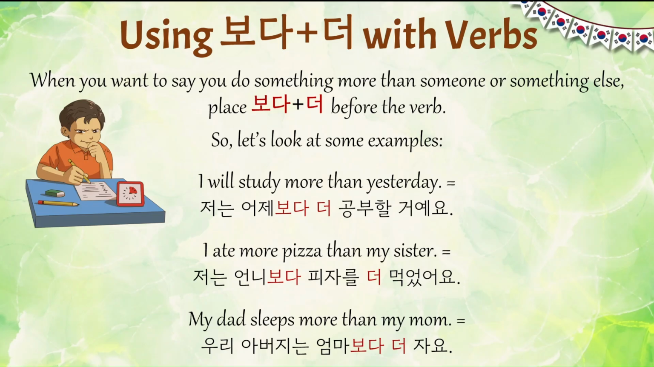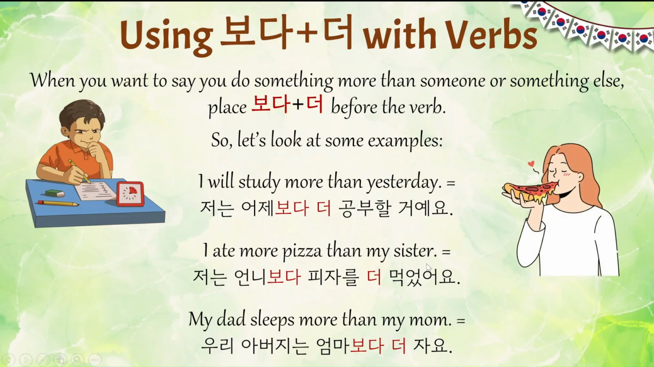Believe me, once you know the concept, once you know the pattern for using 보다 in sentences, you'll very easily frame sentences. I ate more pizza than my sister. 저는 언니보다 피자를 더 먹었어요. I is 저는, sister, 언니. Pizza in Korean is pizza. To eat, 먹다, past tense 먹었어요. Ate more pizza than my sister. So you basically are comparing yourself to your sister. So it is going to be 언니보다. Then you're saying ate more. 더 먹었어요. So it is 언니보다 피자를 더 먹었어요.